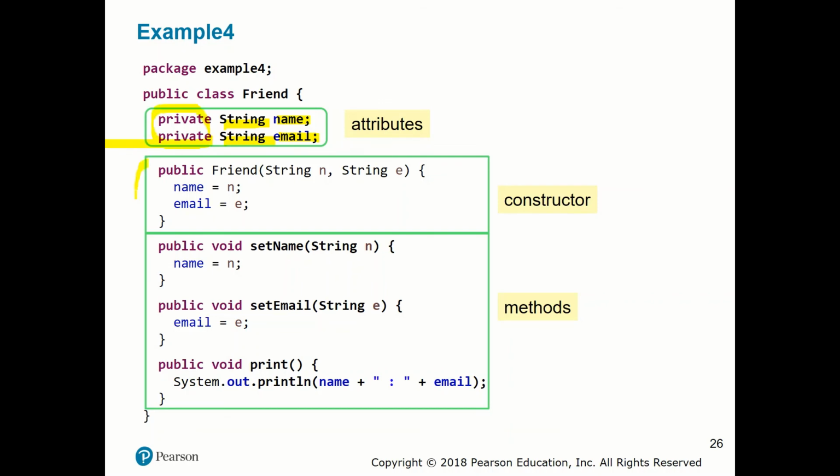And this is a constructor. This is not a default constructor. The constructor will receive 2 pieces of data, and this data will be used to initialize these two attributes. And there are three methods. Set name will receive one string and change the name. And set email also receives one string to set the email. And then the print method will print out the information.